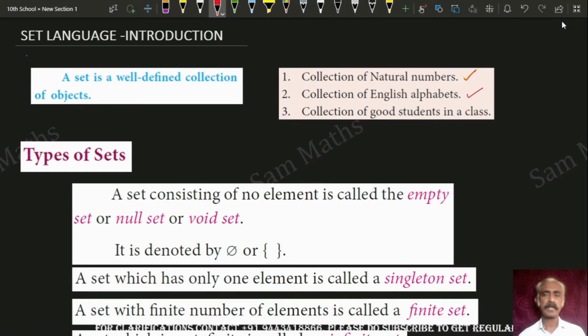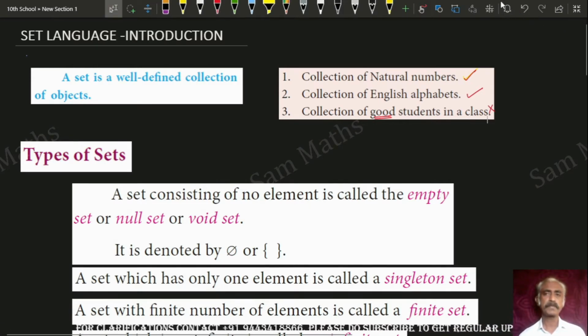Next, collection of good students. See, the word good is not defined. Okay, children, it will vary from person to person. Therefore, we are saying collection of good students is not a set. It's not a set. Clear, children? So, a set is a well-defined collection of objects.